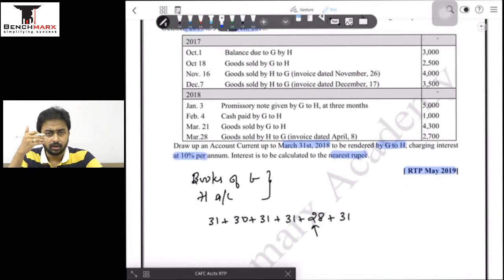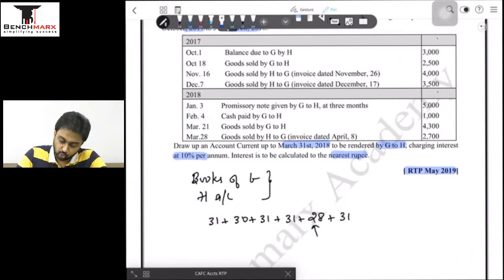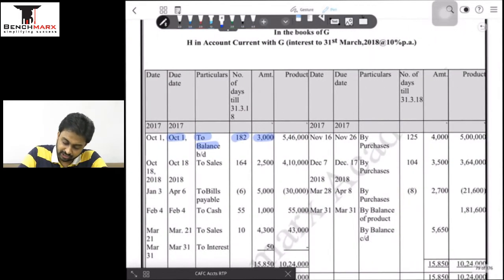Next transaction is 18th October. I can see the transactions are given in the order of date itself, so we'll go in the same order. Goods sold by G to H. So for me it is sales. So H account debit to sales. Same transaction date of 18th becomes the due date as well. Due date column has not been mentioned here. So same date is the due date. The sales amount is 2500.